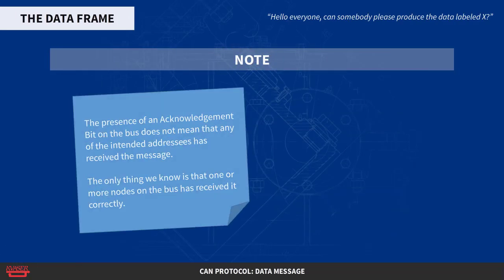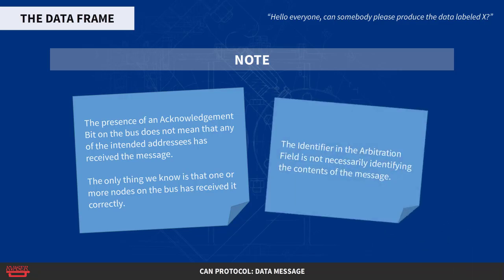It is worth noting that the presence of an acknowledgement bit on the bus does not mean that any of the intended addressees has received the message. The only thing we know is that 1 or more nodes on the bus has received it correctly. The identifier in the arbitration field is not, despite its name, necessarily identifying the contents of the message.